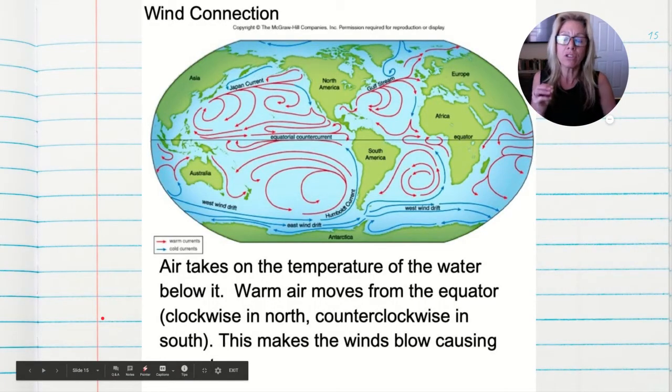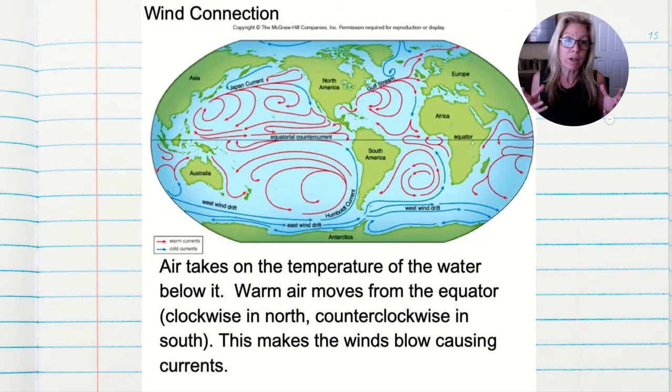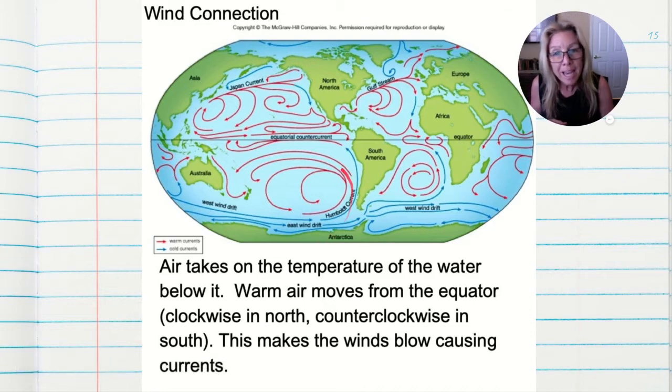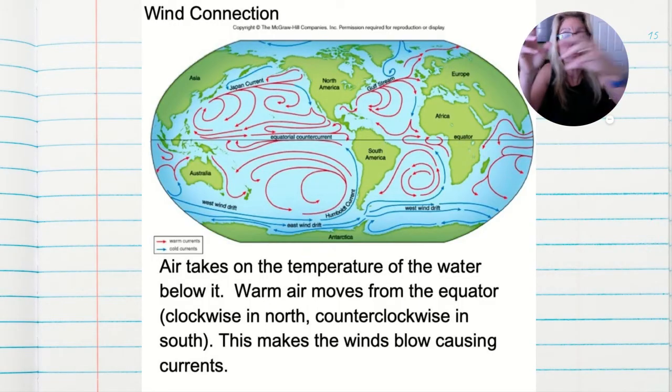So let's make the connection to wind. Air is going to take on the temperature of the water below it, right? So if the water is warm, then that temperature is going to increase in the air and it's going to cause it to rise. So that warm air moves away from the equator in a clockwise direction in the northern hemisphere and in a counterclockwise direction in the southern hemisphere. And then these winds moving across the water, these are going to create currents.